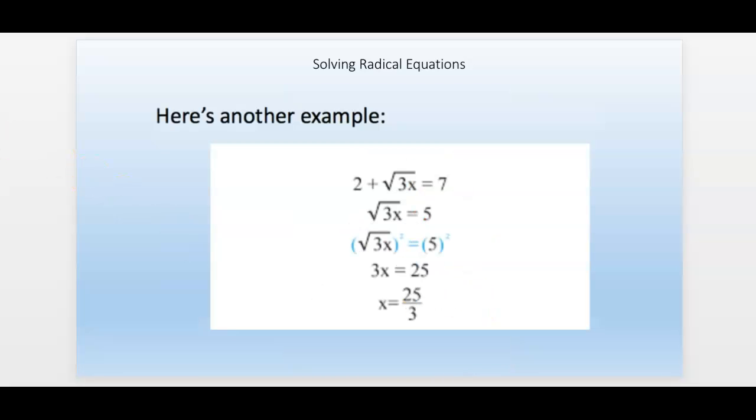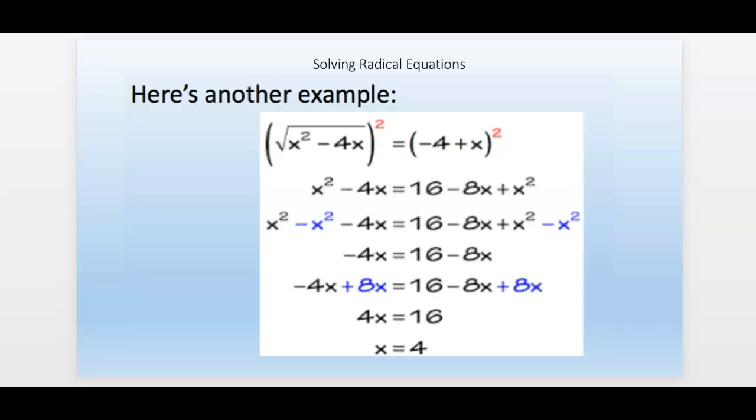Okay? And here's another example. There's a 3x inside this radical sign. So first we want to isolate the radical. We'll take the 2 to the other side, subtracting 2 from both sides. So this side now becomes 5. And once you get the radical isolated like this, square both sides. Once you square both sides, then you take what's inside the radical outside, and then just square this side. All right? This says 3x. Divide both sides by 3, and you have your answer.